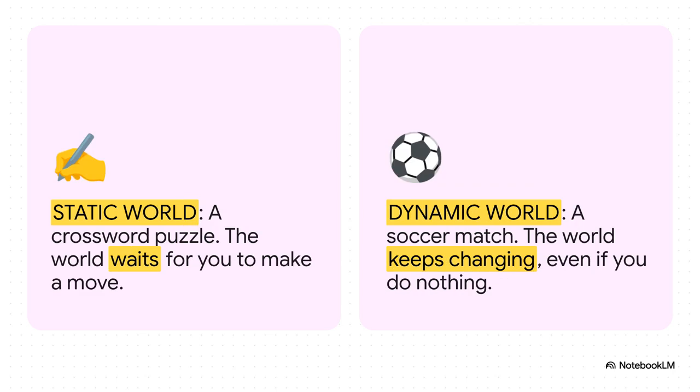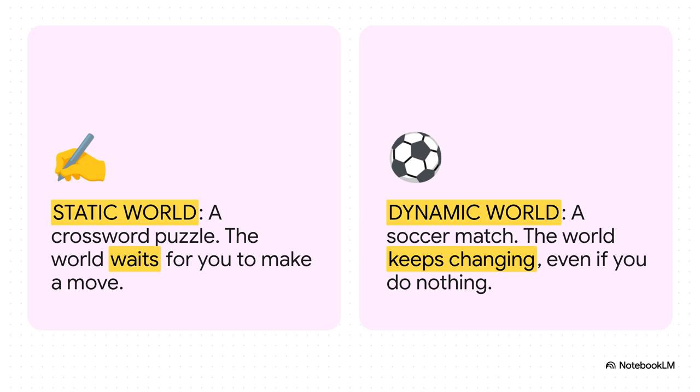Rule 5 is all about timing. Is the world static, or is it dynamic? A crossword puzzle is static. It just sits there, patiently waiting for you to figure out the next word. But a soccer match is incredibly dynamic. The ball, the players, the clock, everything is in constant motion.